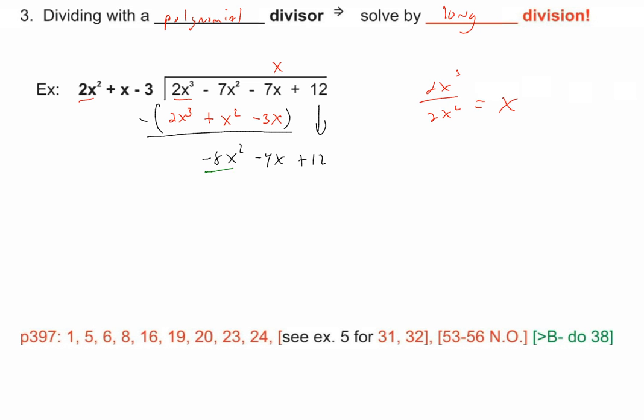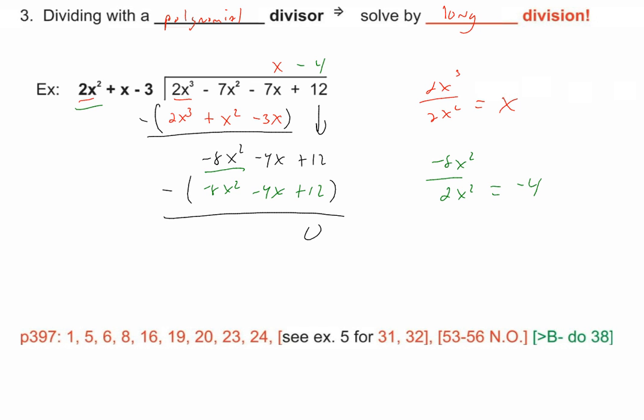All right, front divided by front. Negative 8x squared divided by 2x squared is a negative 4. Goes right there in that column. And look, when you reach the end, you know whatever's left is the remainder. And rightly so. So, distribute. Negative 8x squared minus 4x plus 12. Subtract. Oh, beautiful. 0 remainder. Guess what? If you multiply 2x squared plus x minus 3 times x minus 4, you get that.